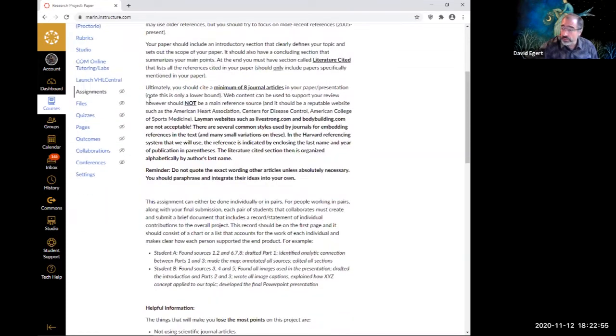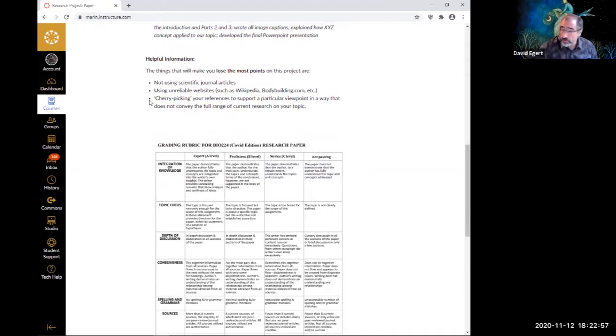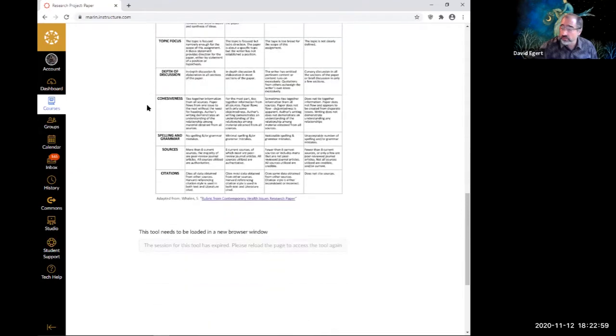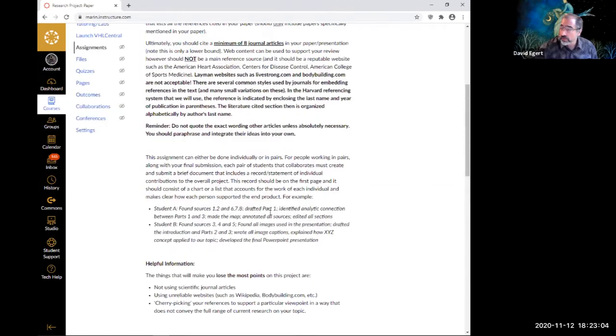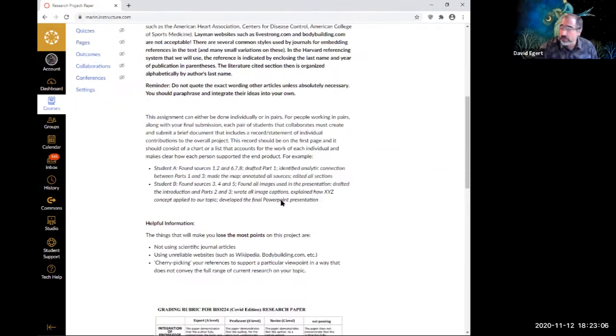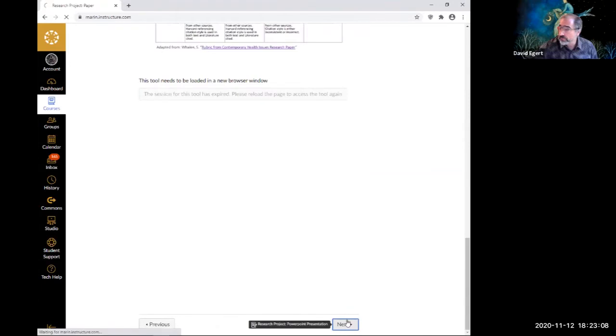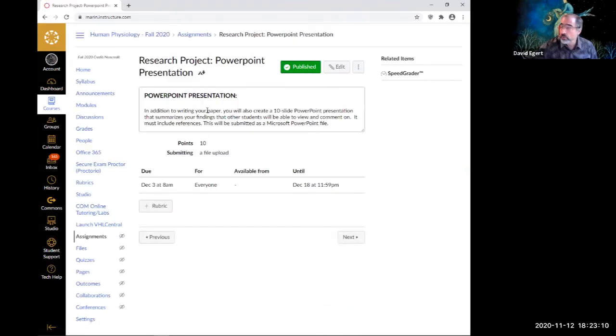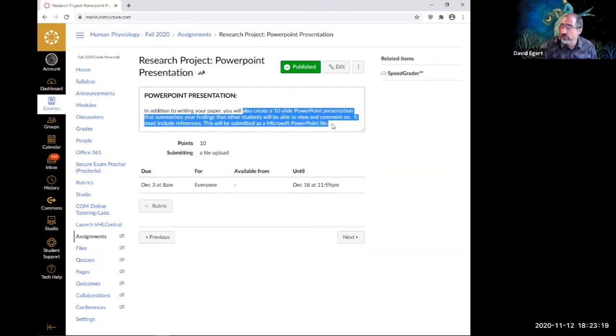The paper will be due on November 3rd and will be submitted into turnitin.com. You basically just click it in here. And in addition to the paper, you are also going to have the PowerPoint presentation, a 10 slide PowerPoint that summarizes your findings that other students will be able to view and comment on.